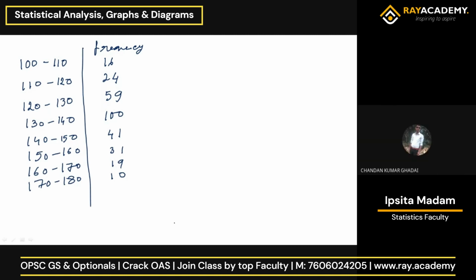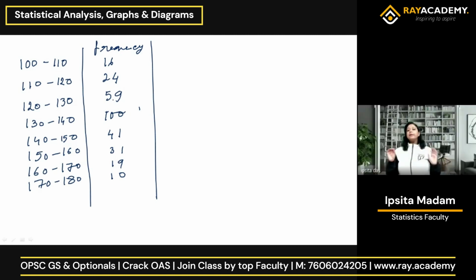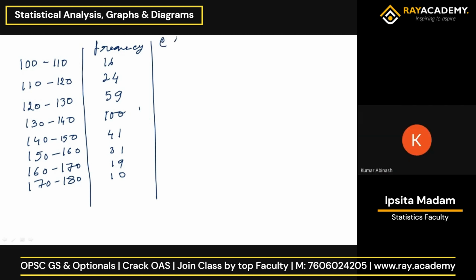No, ma'am. So obviously for the median, we require cumulative frequency. Last time we discussed the OGIVs. I said cumulative OGIVs are necessary for the median, yes or no? Yes, ma'am.